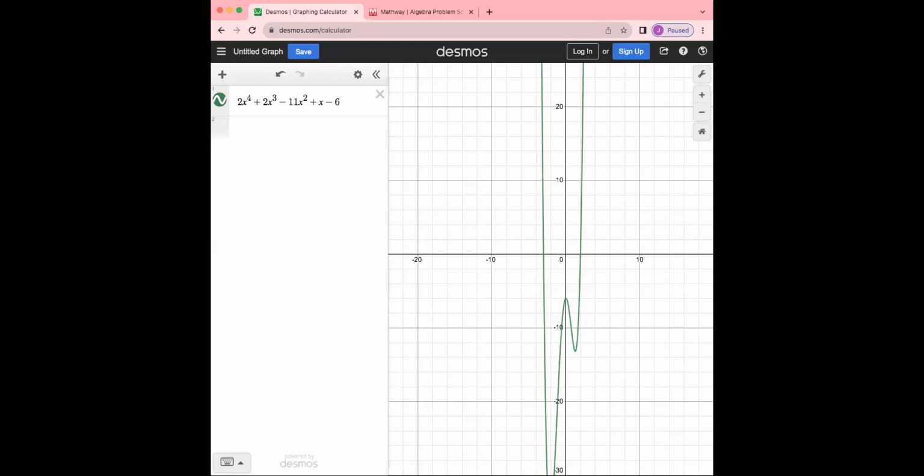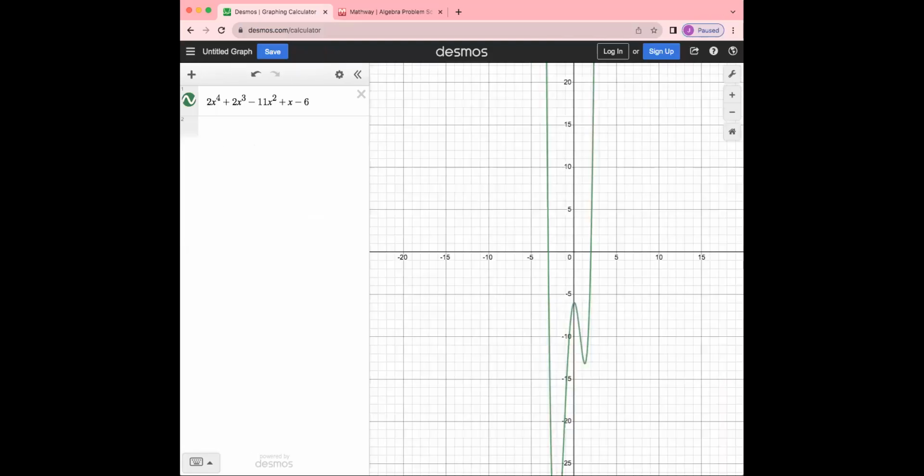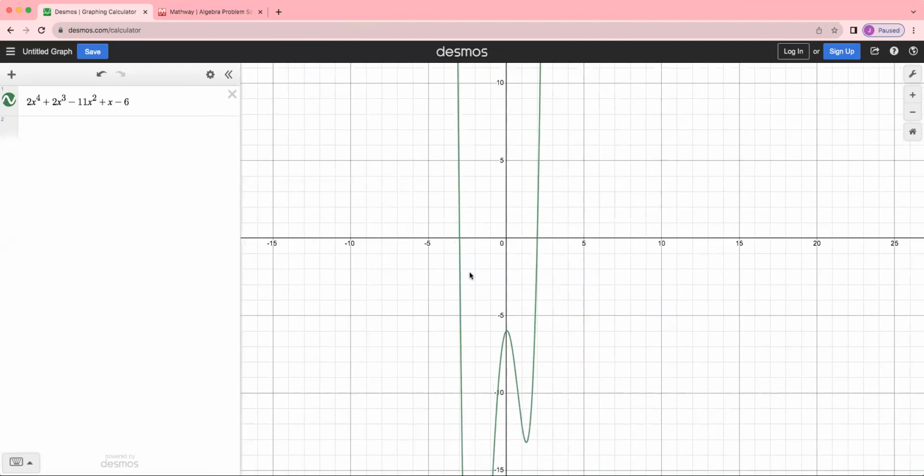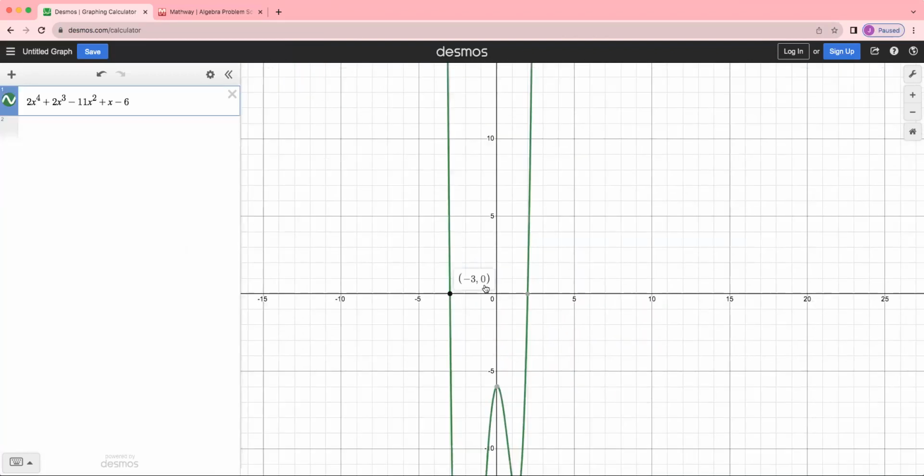So can you see my screen? Yes. Okay, so I graphed the polynomial in Desmos. So we have 2 real zeros. So -3 and 2 are the real zeros. The fact that we have a degree of 4 means that we're going to have 4 complex zeros. So we have 2 real ones, and then we're also going to have 2 imaginary ones that we can't tell by looking at the graph.